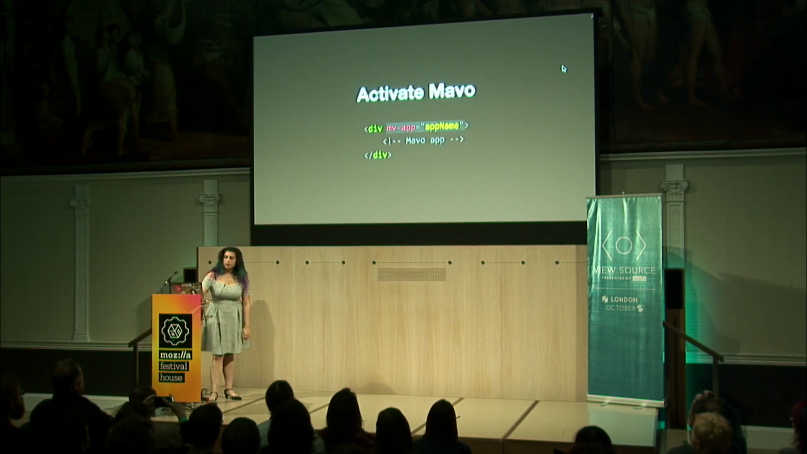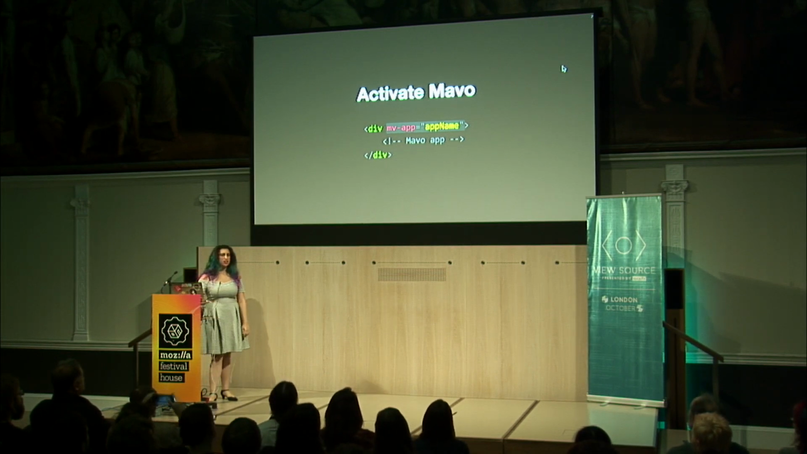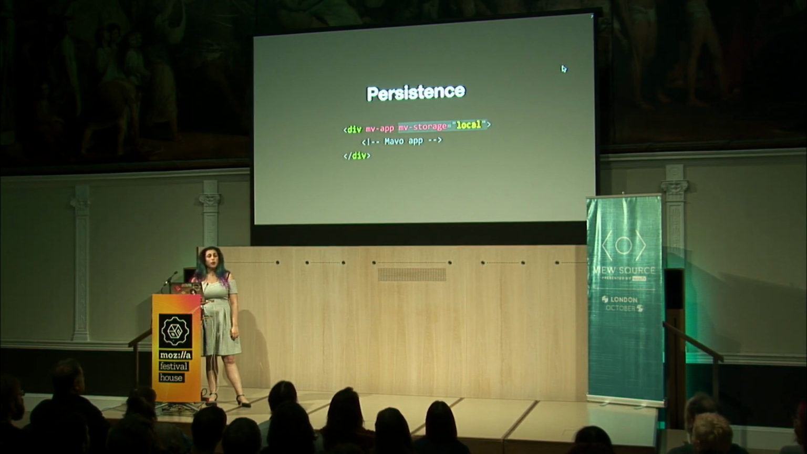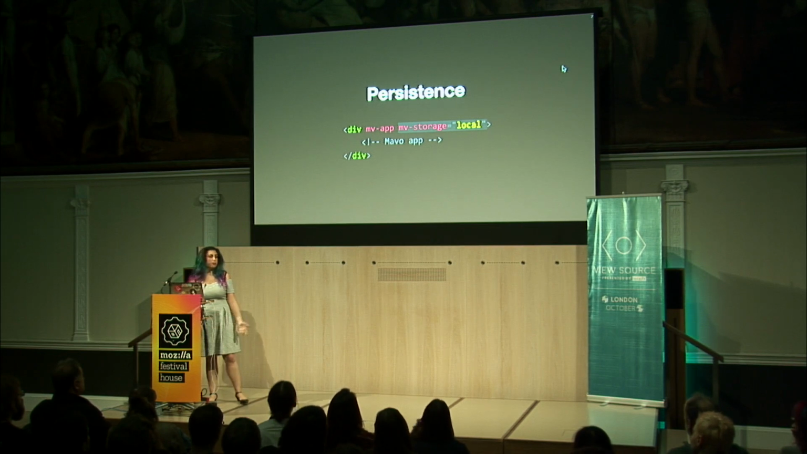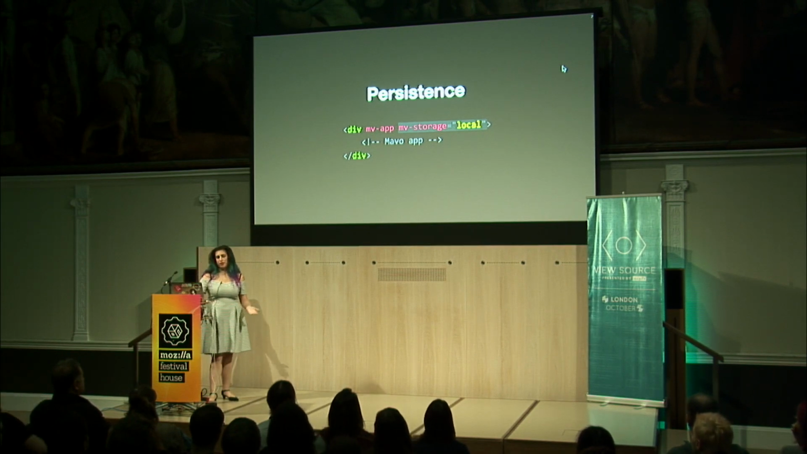So if you're interested, let's describe the syntax a bit. You activate Mavo in a part of your HTML with the mv-app attribute. It doesn't do anything by itself. And you specify where your data will be stored with the mv-storage attribute. A very simple value is local, which saves your data locally in the browser, so you can refresh and it's still there. But that's not very interesting.